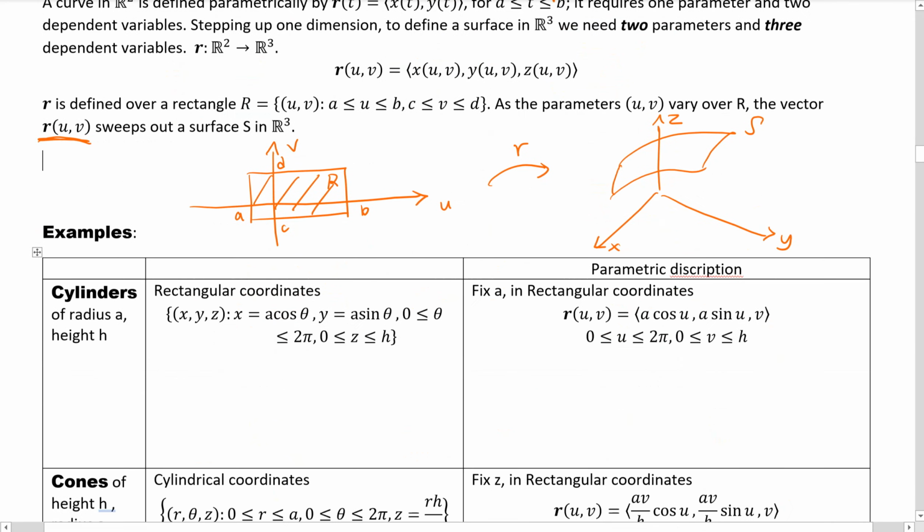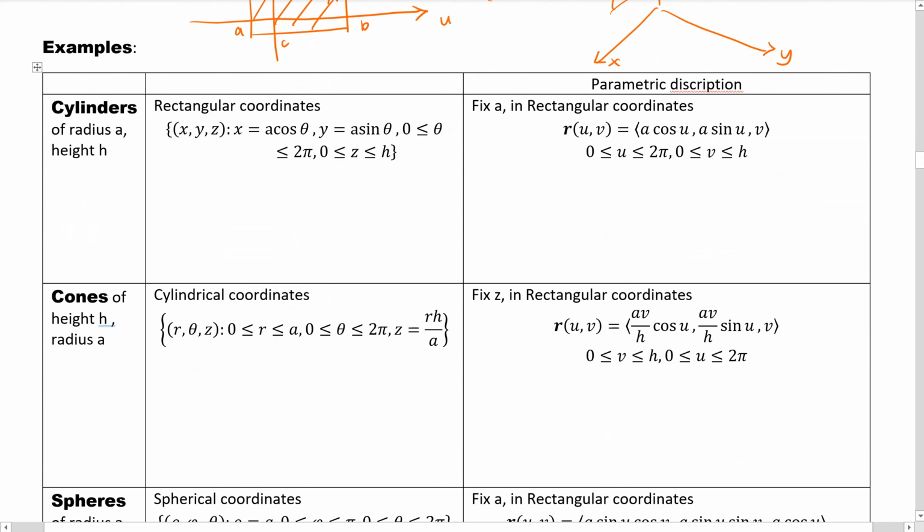All right. Here we have some examples. Let's look at each example. First, we have cylinders of radius a and height h. What does that look like? Well, we have a cylinder, so the height is h. Let's imagine that's the origin, and this is the x-axis, y-axis, and z-axis, and at the bottom the radius is a. So we are on the cylinder.